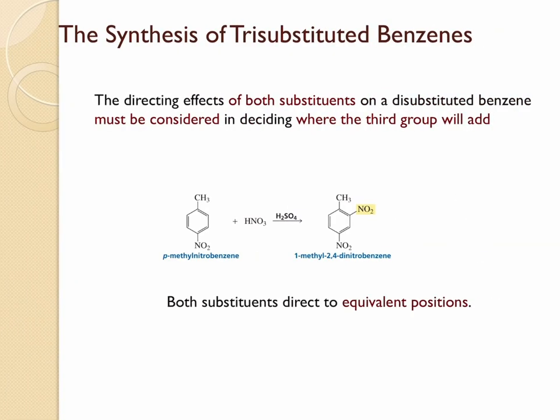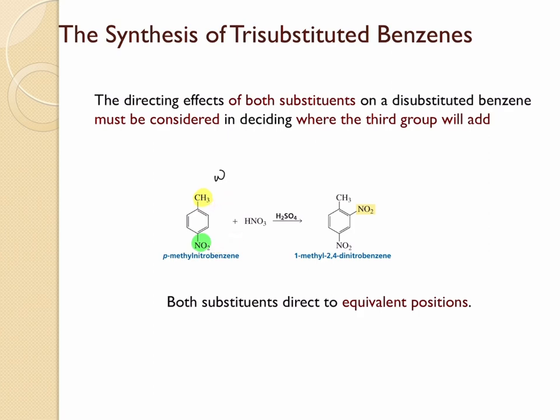Synthesis of trisubstituted benzenes. When you want to synthesize trisubstituted benzenes from disubstituted benzenes, then you have to consider the directing effects of the two groups. For example, let's say that you want to do the nitration on para-methyl nitrobenzene. So here are the two groups, and you want to put the second nitro group on this molecule. But where is the second nitro group going to go on this molecule? For that, we have to identify the directing effects of the two groups, methyl group and the nitro group.